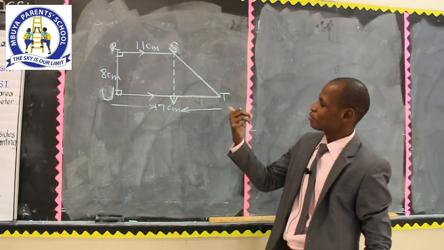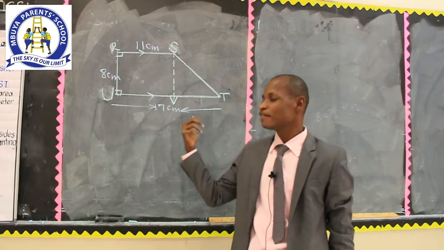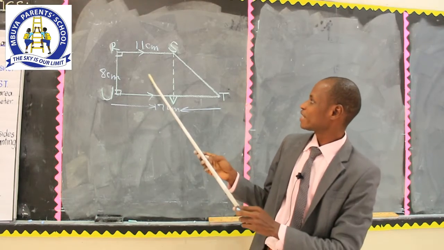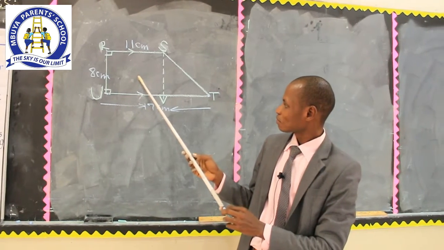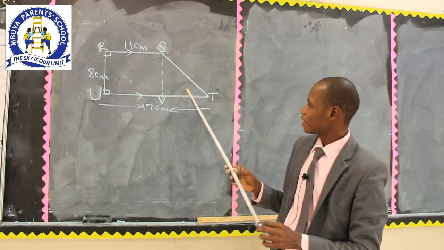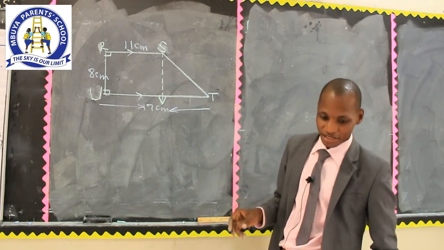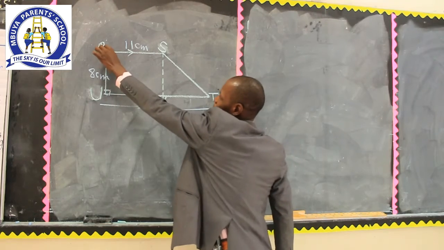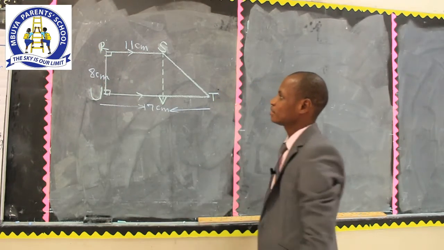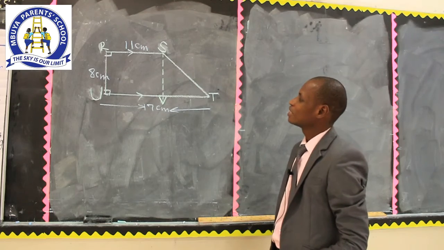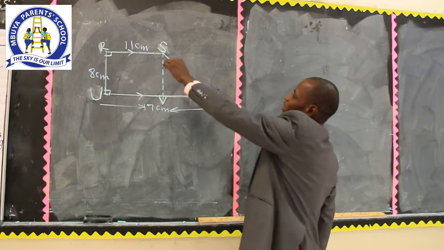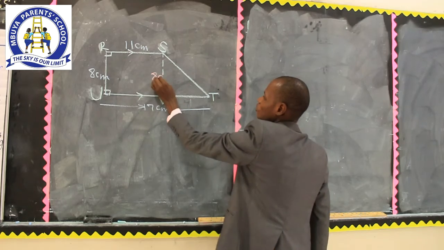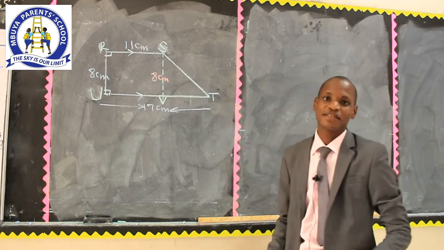When you look at this diagram, it has been subdivided into 2, where we have the rectangle and the triangle, meaning that this rectangle has this part, the RU, as 8 centimeters. The RU is equal to SV, meaning that also this one is 8 centimeters.